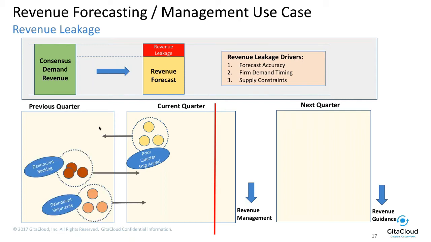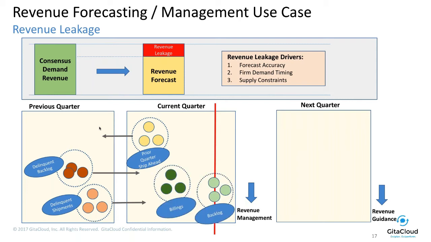So the next one is a delinquent backlog. This is a backlog that could not be shipped last quarter. This backlog is still to be shipped this quarter, so this increases the load on the supply chain this quarter. Delinquent shipments are similar to delinquent backlog, where it is manufactured, but it needs to be shipped this quarter. This increases the revenue for the current quarter.